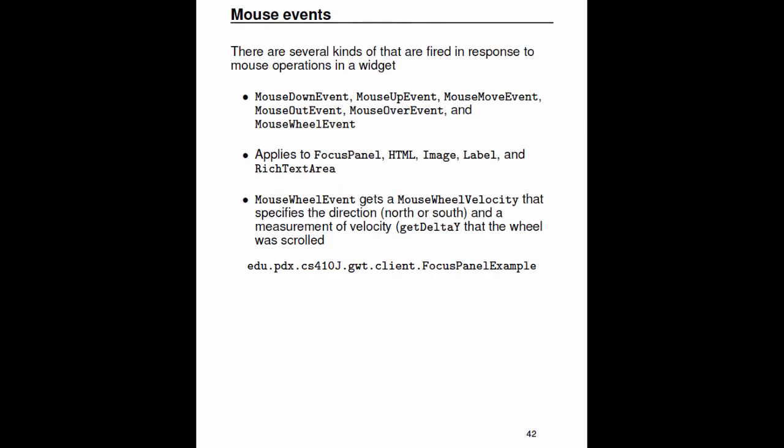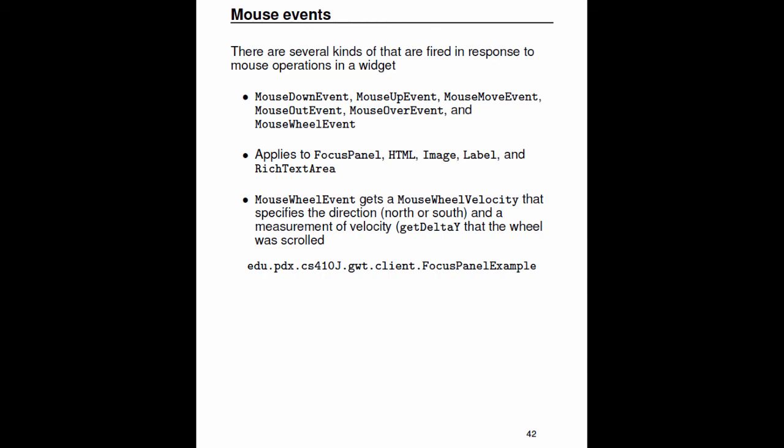Also, there are a couple kinds of events that are fired in response to working with the mouse on a widget. So, clicking the mouse, moving the mouse wheel, etc. All of the focus panels and the widgets that get mouse focus can receive all of these events. Mouse wheel event is kind of interesting. You can get the velocity of the wheel scrolling, and this is how you can determine how fast you should display some action.